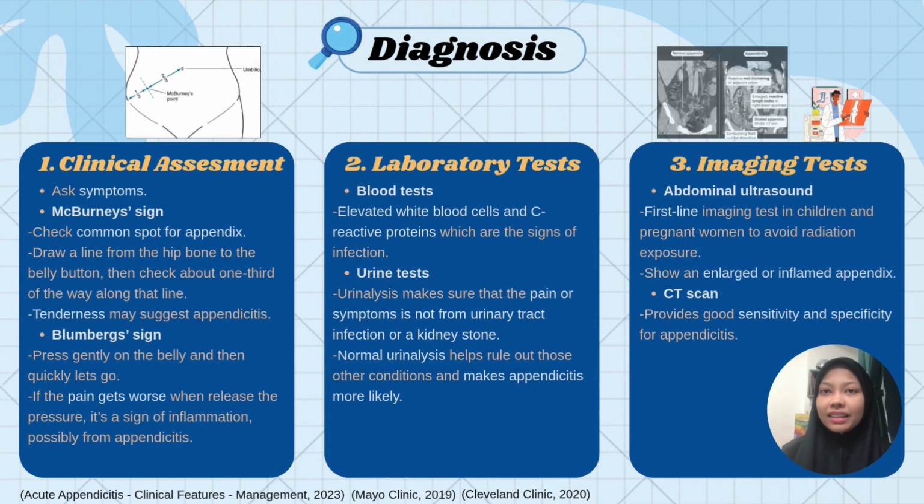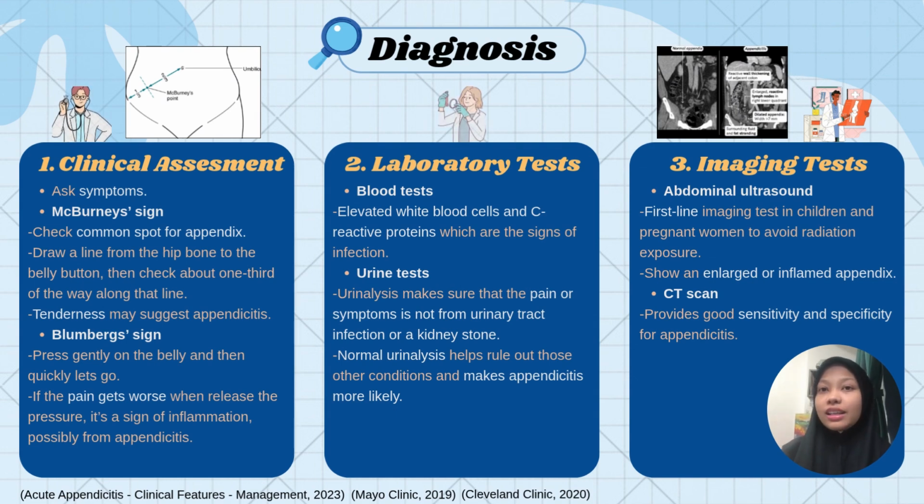Diagnosis of appendicitis involves three main steps, which are clinical assessment, lab test and imaging. First, in clinical assessment, the doctor asks about symptoms and uses physical signs like McBurney and Blumberg. McBurney sign involves pressing a specific spot on the abdomen, about one-third of the way from the hip to the belly button. Tenderness here suggests appendicitis.